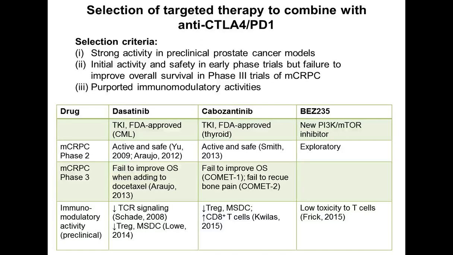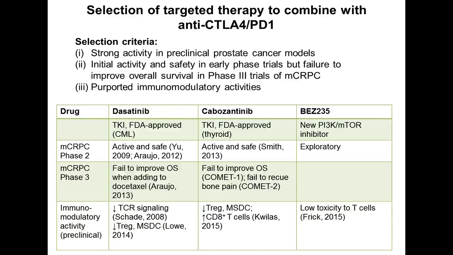So as I said, we want to select drugs that can potentially target the MDSCs, but at the same time preserve T-cell activity. So we searched the literature and also clinical trials, and we found 2 tyrosine kinase inhibitors. One is called dasatinib, one is called cabozantinib. We think they are very interesting.